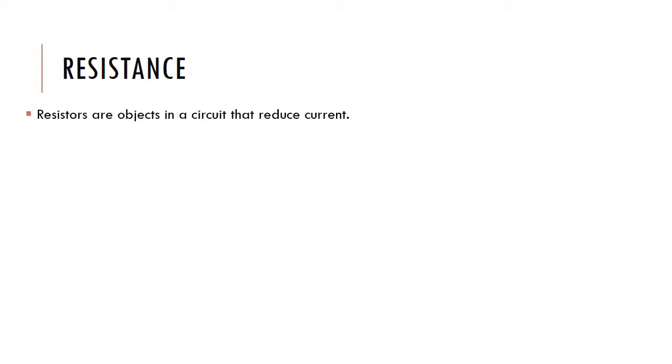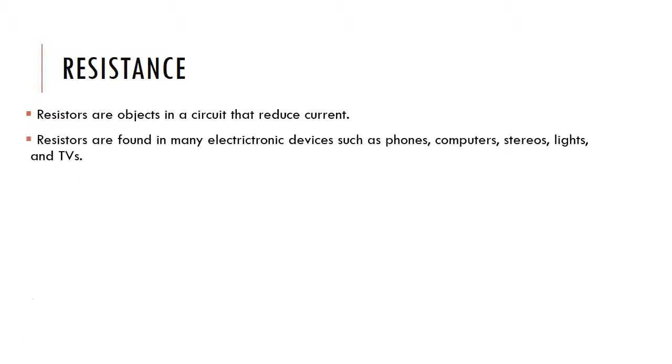Now we're going to talk about resistance. Resistors are objects in the circuit that reduce current, so they resist the flow of current. And they're found in all kinds of electronic devices like phones, computers, stereos, lights, and TVs. Like in dimmer switches on lights.